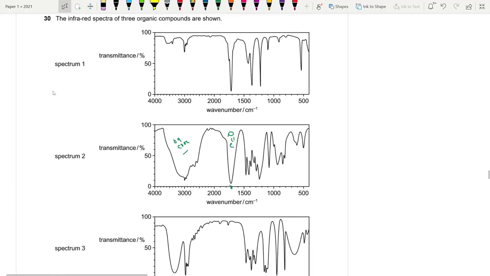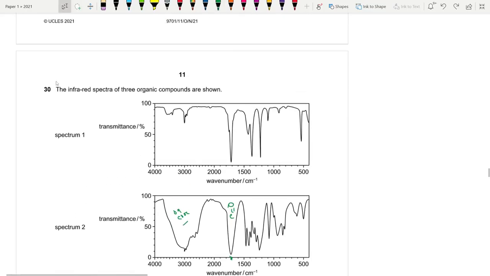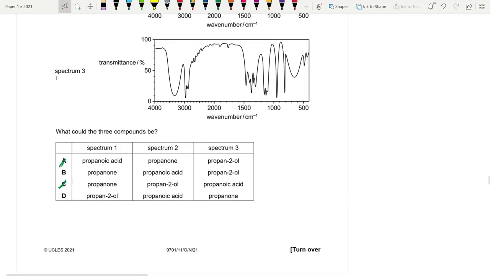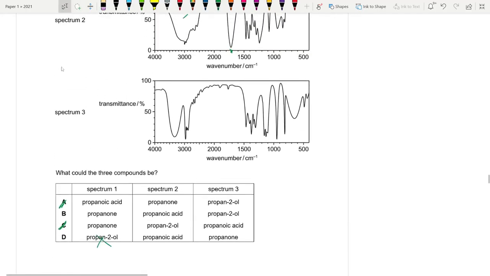Now, spectrum 1 does not have hydrogen bonding because no broad peak is present, but it does have the carbonyl group. So it can't have hydrogen bonding. So propan-2-ol is out of the question. It needs to be propanone. And look at spectrum 3. It matches with propan-2-ol because it has hydrogen bonding and it does not have the peak for carbonyl. Okay, that's missing. That's why B is the answer.